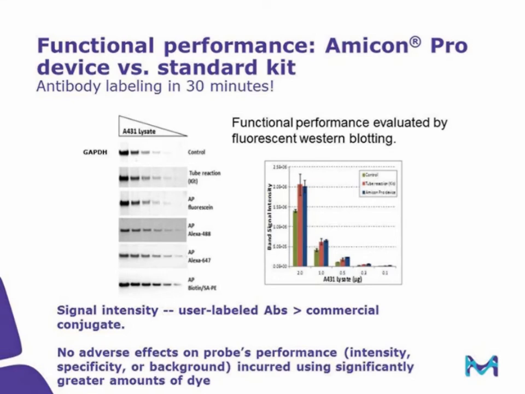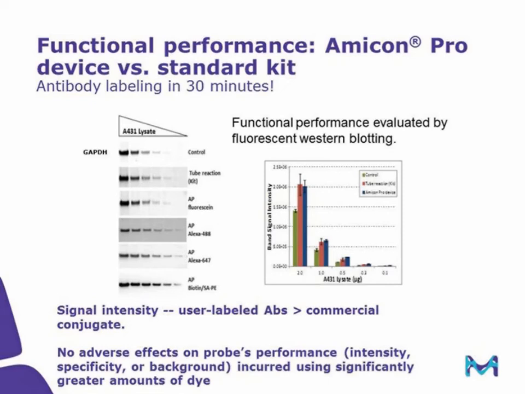Amicon Pro device. On the right, for each FITC conjugate, the graph plots the signal strength for each band as determined by densitometry. From the dilution series depicted in Figure 5, it is apparent that for a similar amount of primary antibody, signal intensity was greater with user-labeled antibodies than a commercially available conjugate.